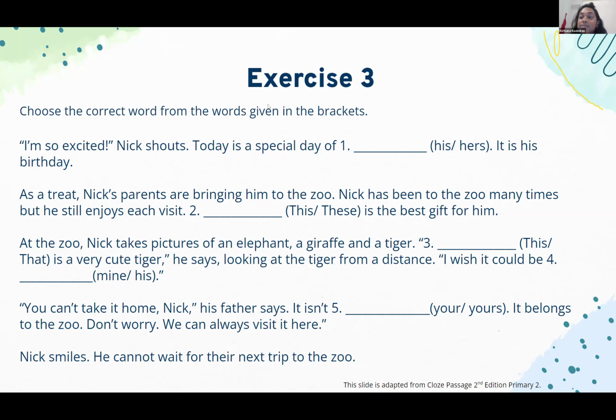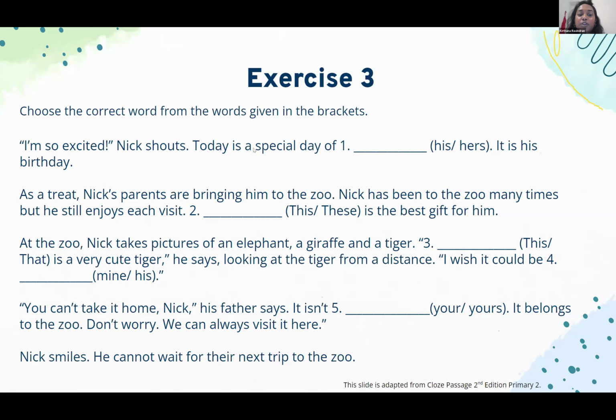So why it is his is because we're talking about a boy, Nick. And then the other clue is that they put here, it is his birthday. So that's how we know that the answer is his. Okay, next one. As a treat, Nick's parents are bringing him to the zoo. Nick has been to the zoo many times, but still enjoys each visit. Dash is the best gift for him.